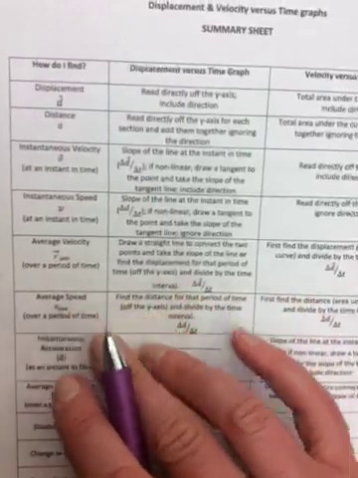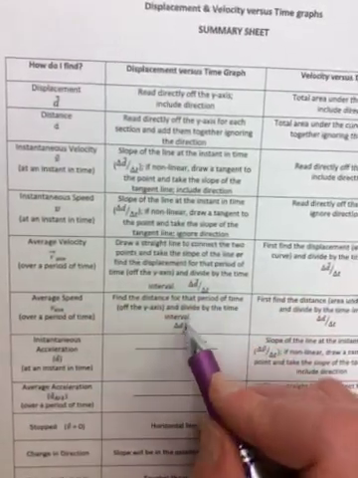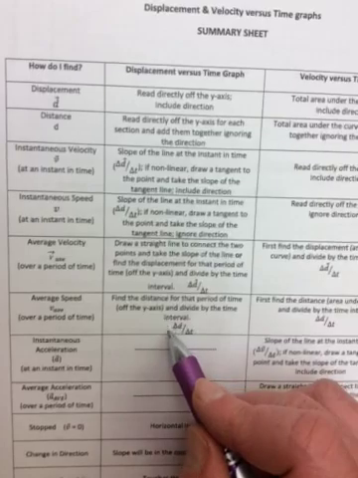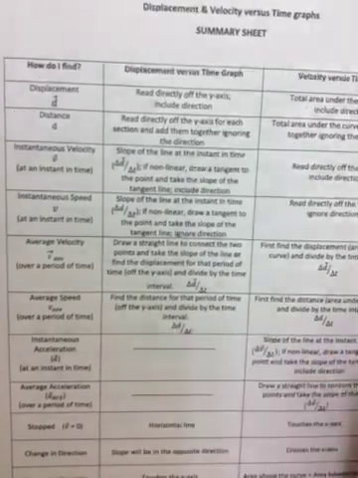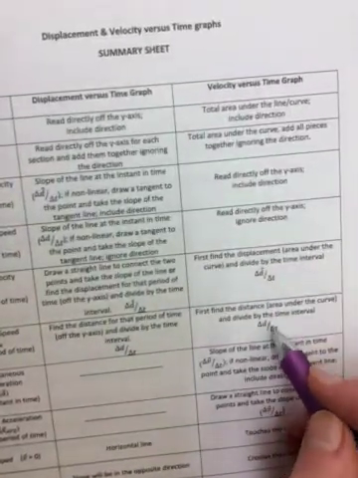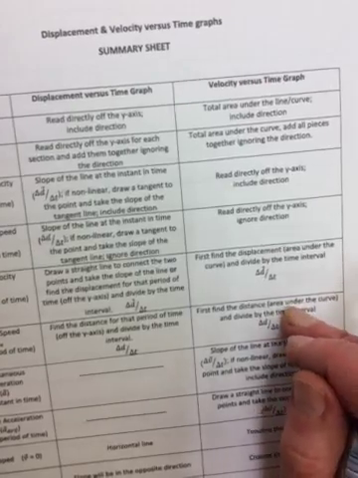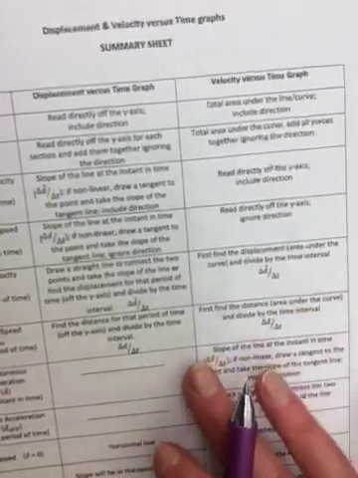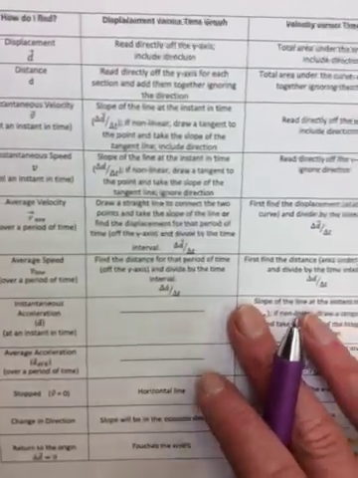Okay, to find the average speed, again it's delta d over delta t, but this time it's distance, not displacement. And over here, again, it's distance, not displacement. In the velocity versus time graph, you'll find it by getting the area underneath.